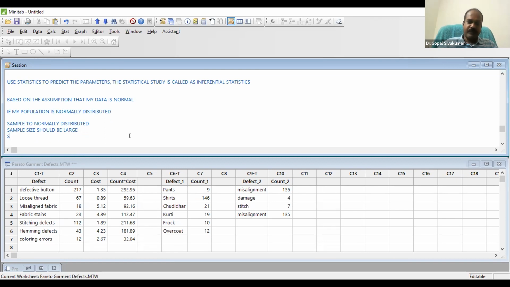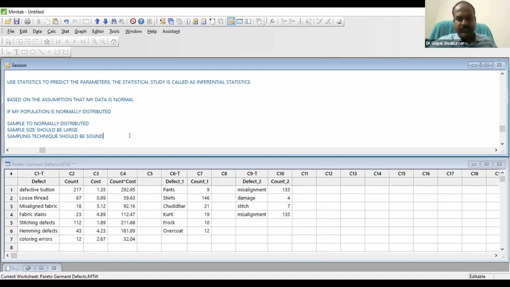Another thing, my sampling technique should be sound, which means I should have an idea about the population, how my population is distributed. In the same way, I will try to distribute my sample also.